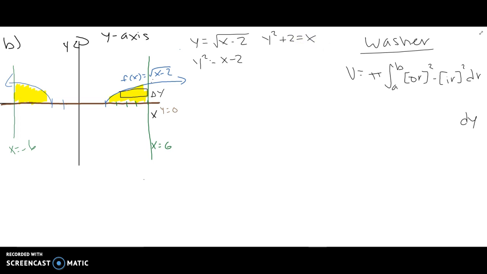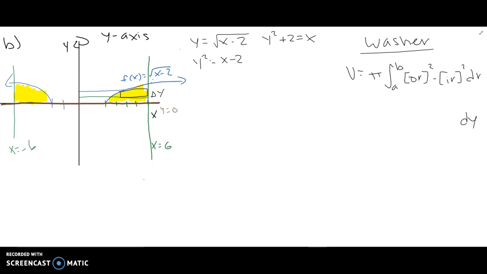So we just need to do that because we have dy in our integral. Okay, so now let's identify our inner and outer radii. Like I said before, the inner and outer radii is the distance from the axis of rotation to the functions that were given, right? In this case, we have one radius here from x equals 6 to the y-axis, and we have the second one from the y-axis to our function.